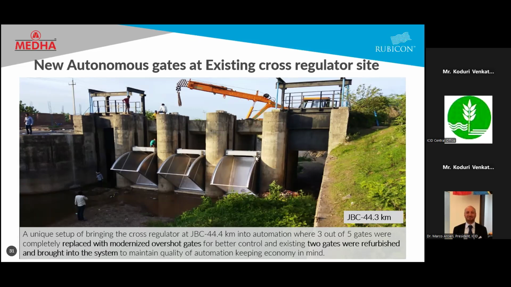So there is an integration between the old technology and the new technology, and this is a structure at JBC 44.3 kilometers, and you can see the massiveness of the structures. And as I said earlier, there is minimal intervention with the existing civil structures. The existing piers were used, and the necessary minor modifications were done, and the gates were slipped through with the help of a single crane.